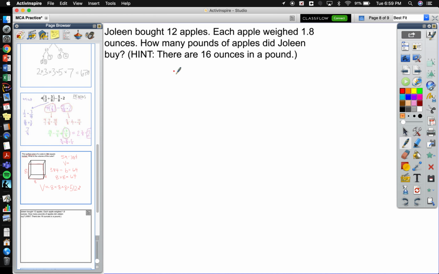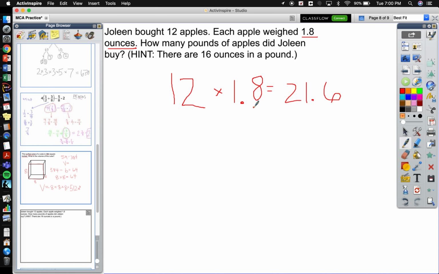So we have to imagine Jolene has all these apples. She has 12 of them, and they all weighed the same amount, 1.8 ounces. So to add up the weight of all of those apples, we could do 1.8 plus 1.8 plus 1.8, 12 times, or we can just do 12 times 1.8. There's a point there. And if we put that into our calculator, we get 21.6. But here's the trick. We aren't done yet. Even though 21.6 is one of your options, that is not the answer.